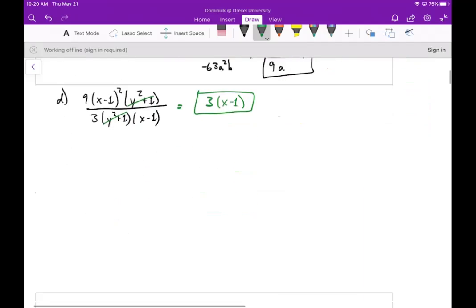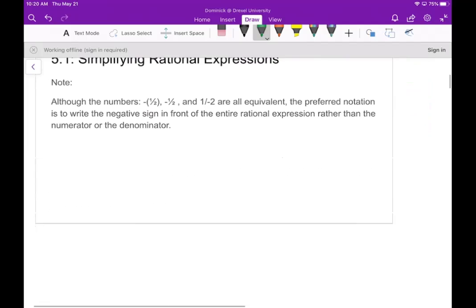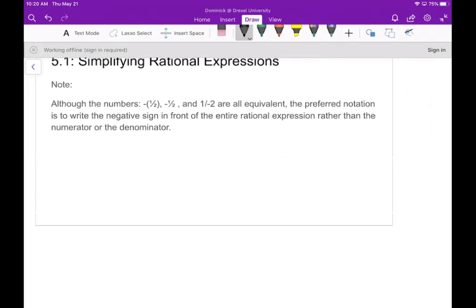Okay, so those are a couple examples. Now, I think one thing that I mentioned before is the idea that if you have something like negative 1 over 2, or 1 over negative 2, these are all equivalent.